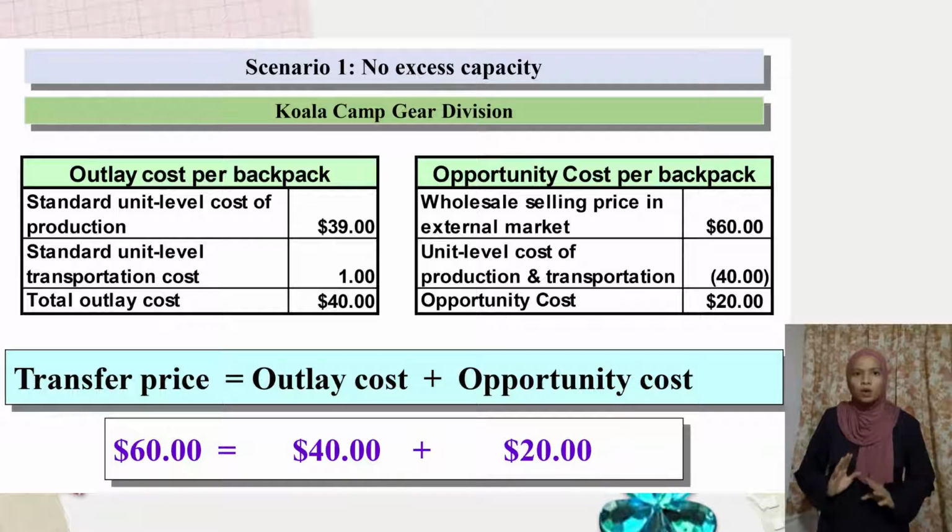Scenario 1. No excess capacity. Here we can see the calculation for outlay cost per backpack and opportunity cost per backpack. After we get the total outlay and opportunity cost, we add both to get the transfer price. The transfer price is $60.